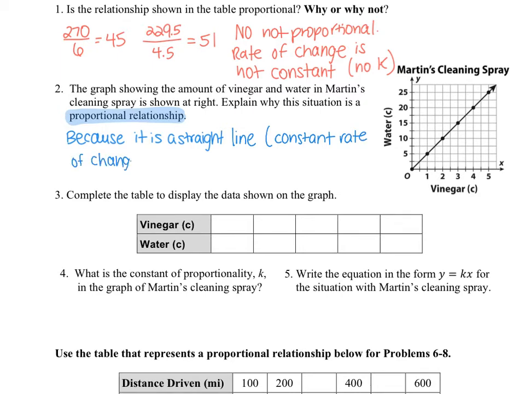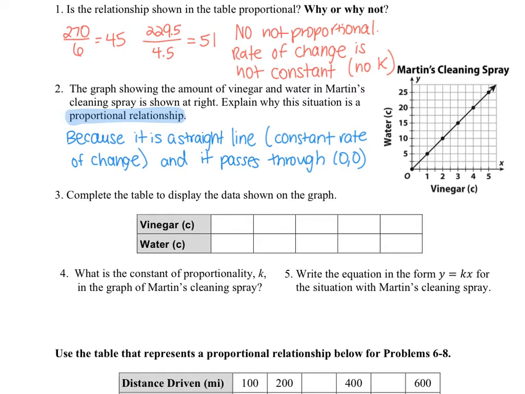And then our other reasoning that it is proportional: it can't just have a constant rate of change, it can't just be straight, but it also must pass through 0, 0. So we can see clearly on this graph, it passes through 0, 0. Both of those have to be true in order for it to be a proportional relationship.